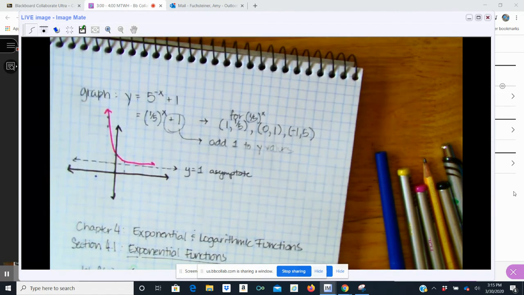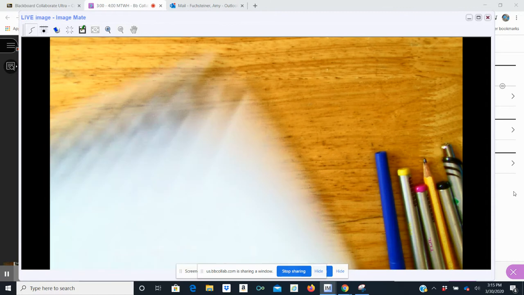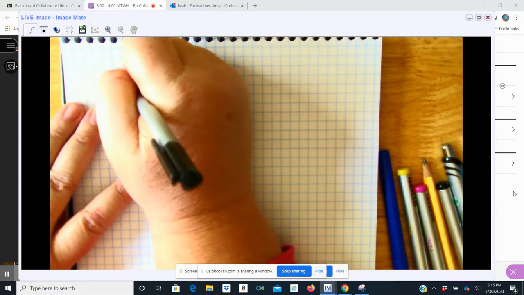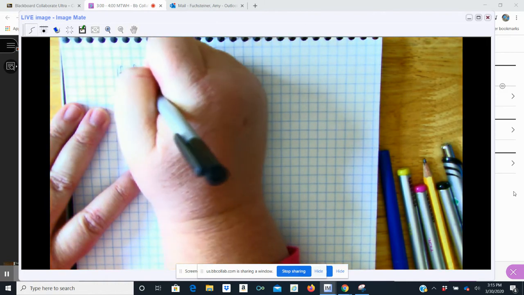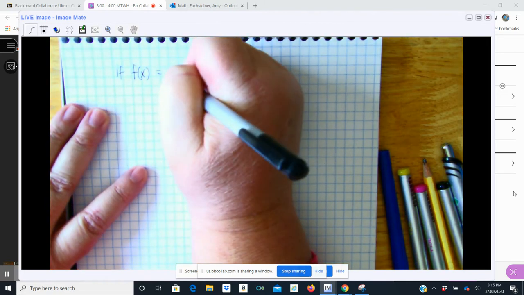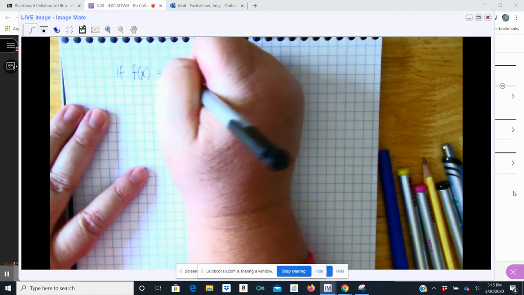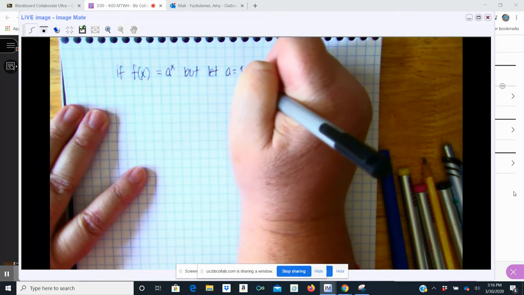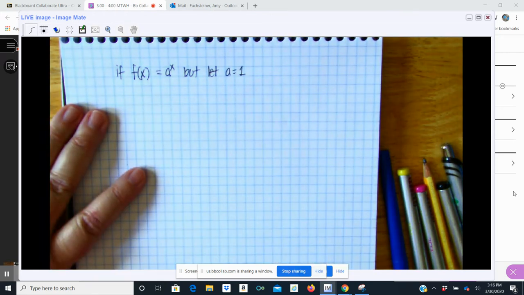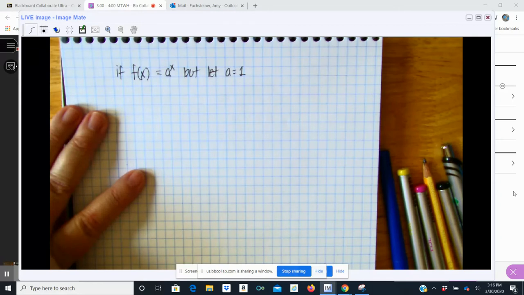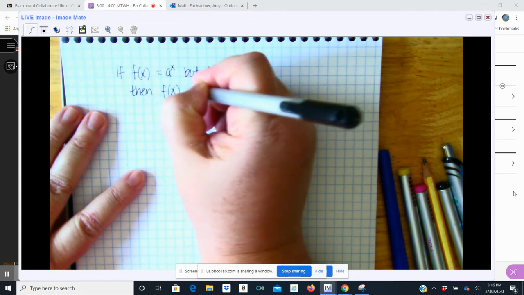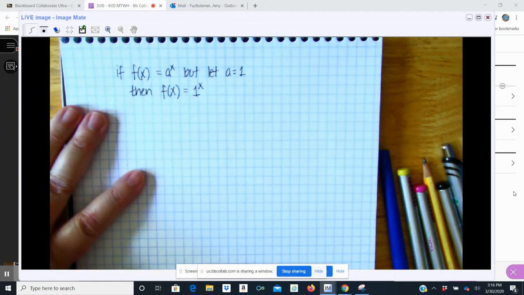Well, not squared necessarily. Every power of 1 is just 1. I don't know how to word it, but let's say f of x is equal to a to the x, but we're going to let a equal 1, just for giggles, right? Let's see what happens. Then our f of x is going to be 1 to the x power.